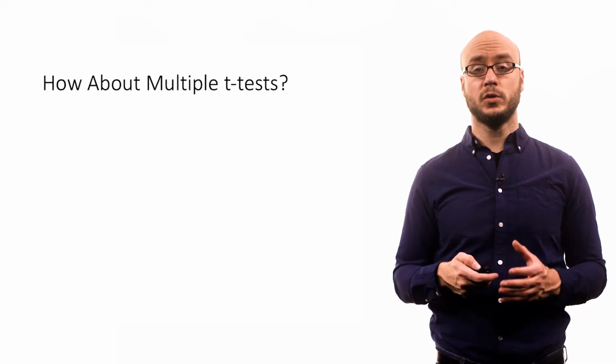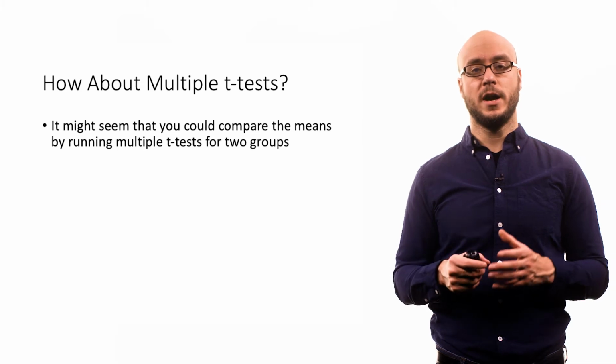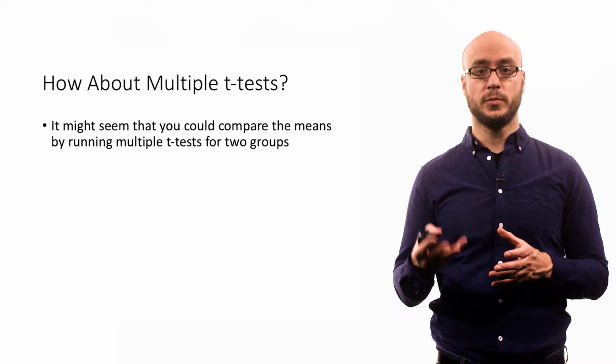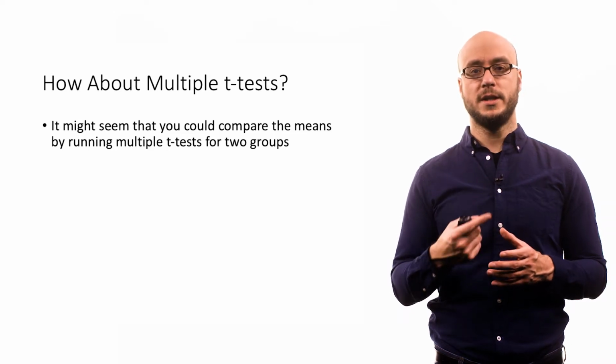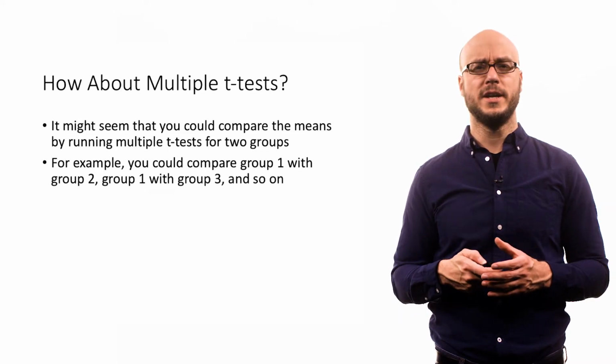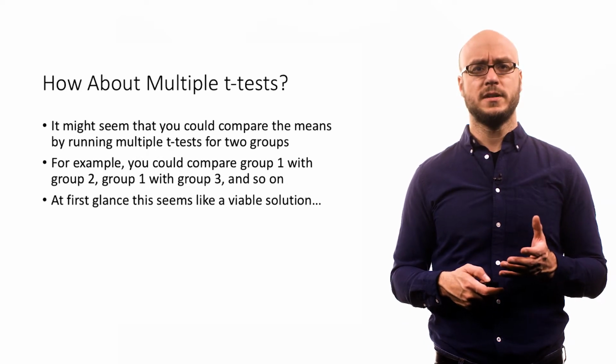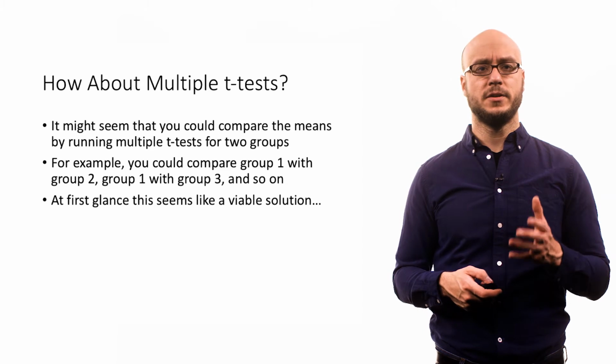You could conduct multiple t-tests. So you could compare group 1 with group 2, group 1 with group 3, group 2 with group 3. So you could do multiple t-tests comparing all these different combinations of means. This seems like a viable solution at first glance, but it does run into problems.